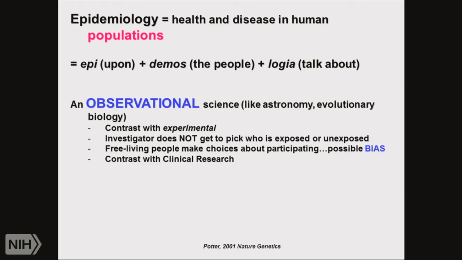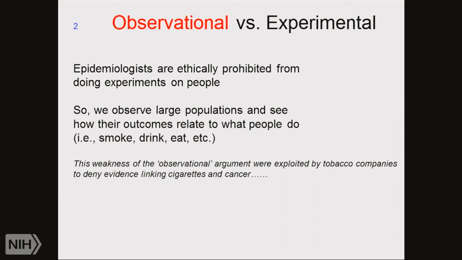And it's a particular methodologic weakness that those who don't like the conclusions that epidemiologic studies come to often criticize. And those are usually individuals that have an interest in the outcome, for example, tobacco companies. So when tobacco companies criticized the first case control studies of cigarettes, they said, oh, it's an observational study, and so the results are not reliable, and we don't believe them, and you all should just keep on smoking. So this is really the point I just made, that epidemiologists are ethically prohibited from doing experiments on people. And this weakness was exploited by tobacco companies.